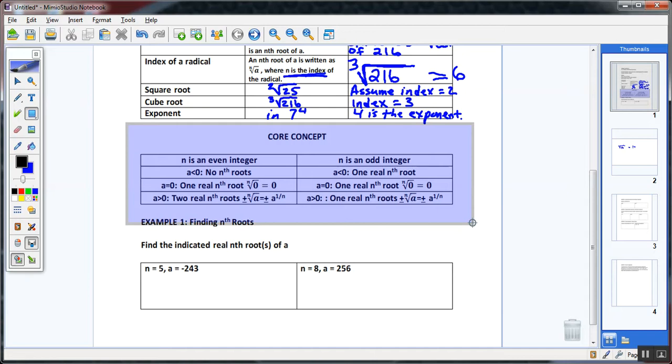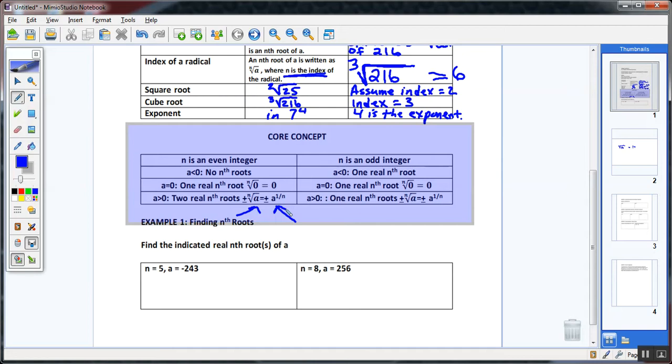Well, 2 real roots. One's going to be positive nth root of a, one's going to be negative nth root of a. They also express this as plus or minus a to the what over what, kids? 1 over n. We'll talk about that in a little bit, but just know that these two expressions right here and right here mean exactly the same thing.